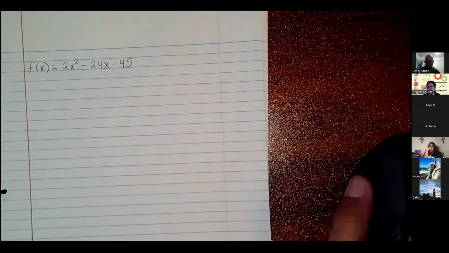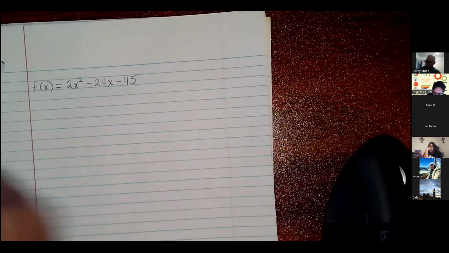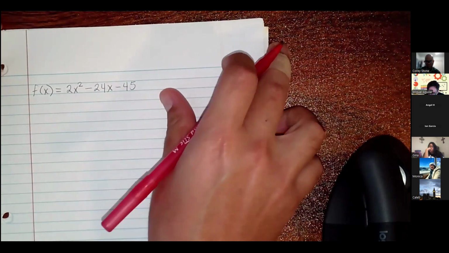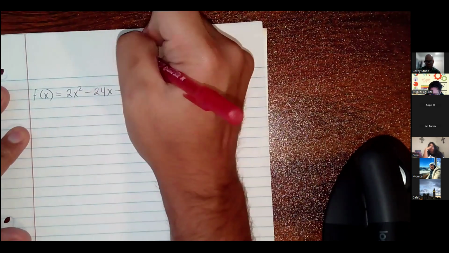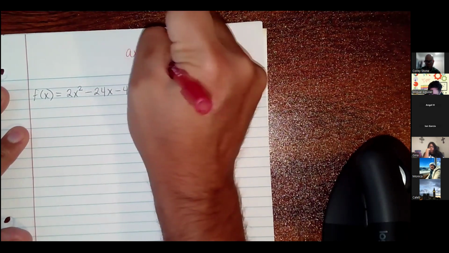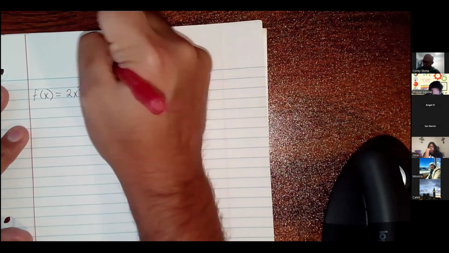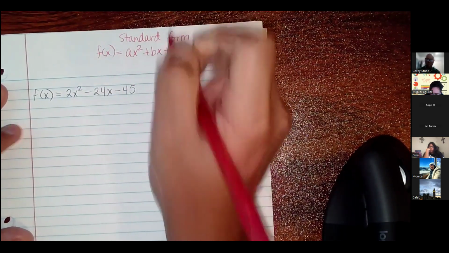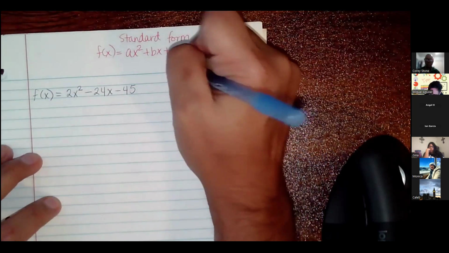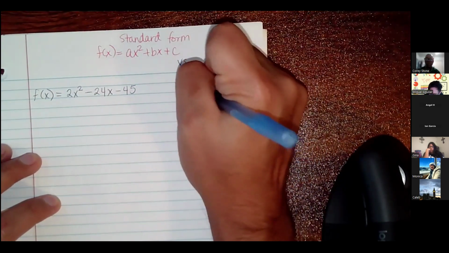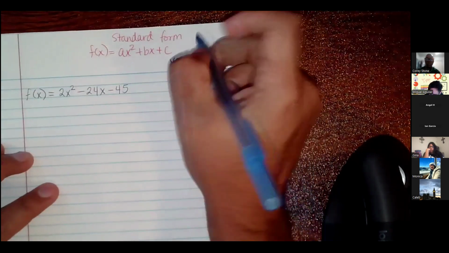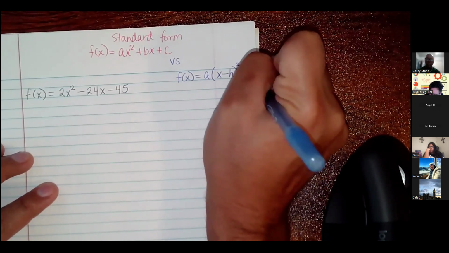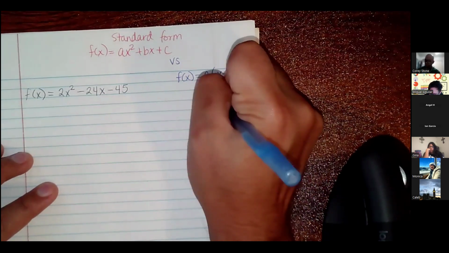That's a really killer indication. So remember, standard form should be recognizable at this point because I've been training you guys to identify standard form as ax squared plus bx plus c. That's going to be the standard form of a quadratic equation. And that is in contrast to your vertex form, which will look more like f of x is equal to a times (x minus h) squared plus k, right? Where this is our vertex form.